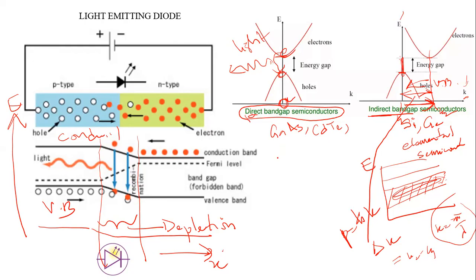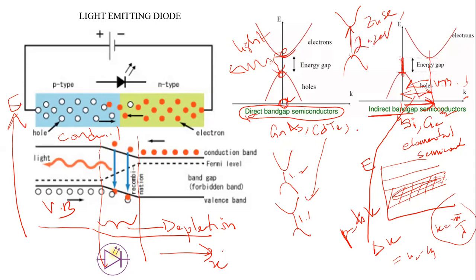Like in gallium arsenide, the band gap may be something like 1.2, but in cadmium telluride, the band gap could be around 1.1. And there are certain other direct band gap semiconductors also. Zinc selenide, for example, the band gap is around 2.2 electron volt. And there are certain other semiconductors like cadmium selenide. Cadmium selenide has an energy band gap of around 1.8 electron volt.